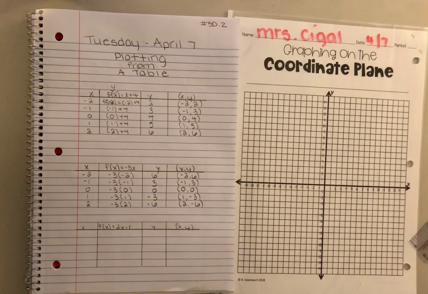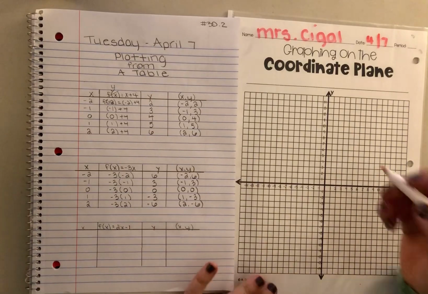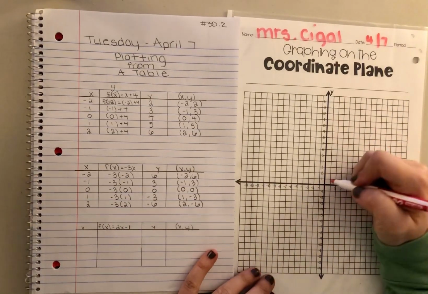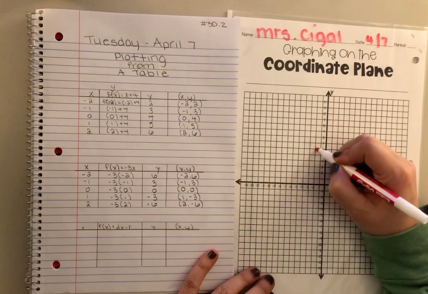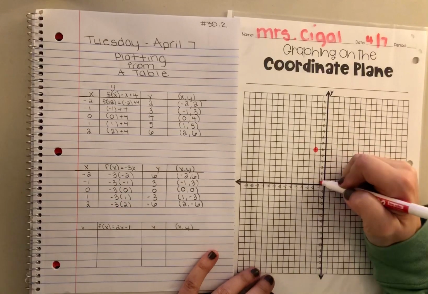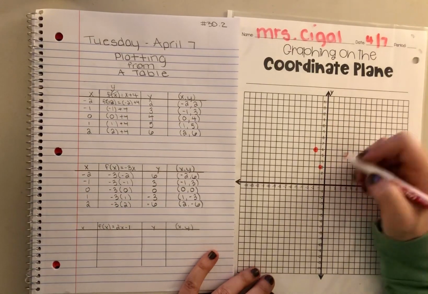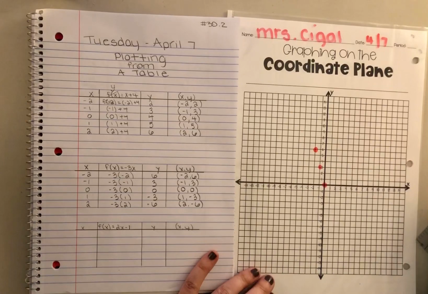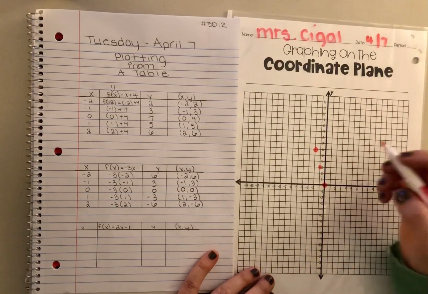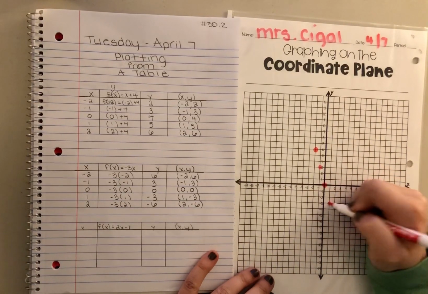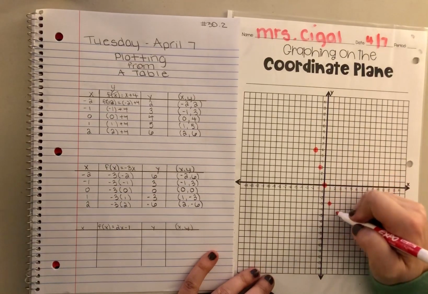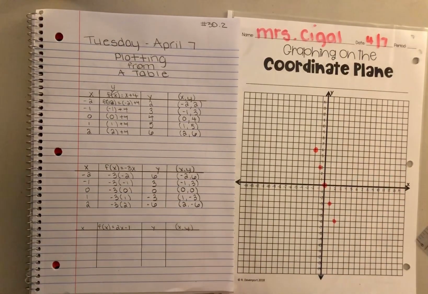So now I'm ready to plot all of those. Let's see what this line looks like. So -2 was at 6, -1 is at 3, goes right through the origin. That's called a proportional relationship when it goes through the origin like that. And 2 is at -6.